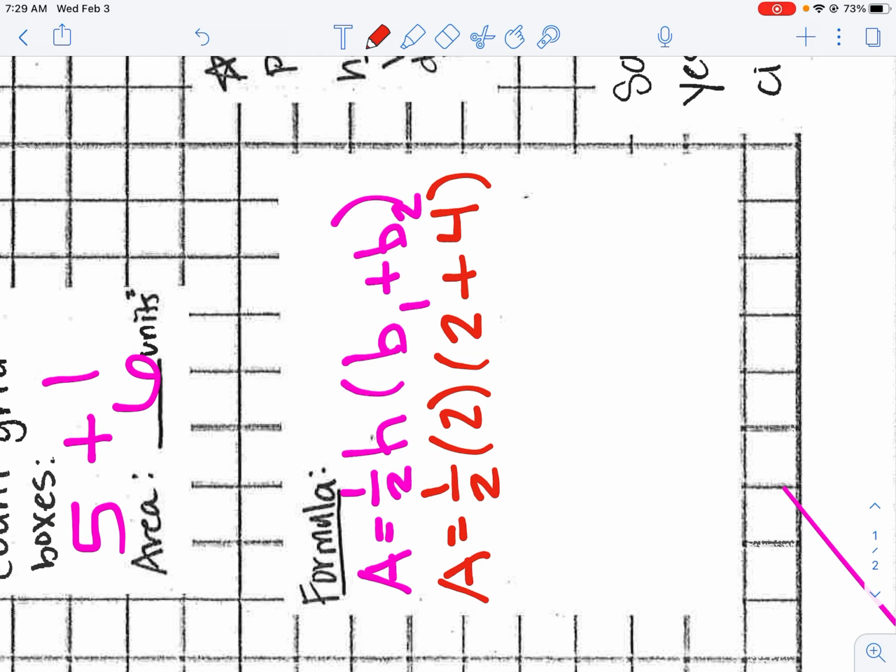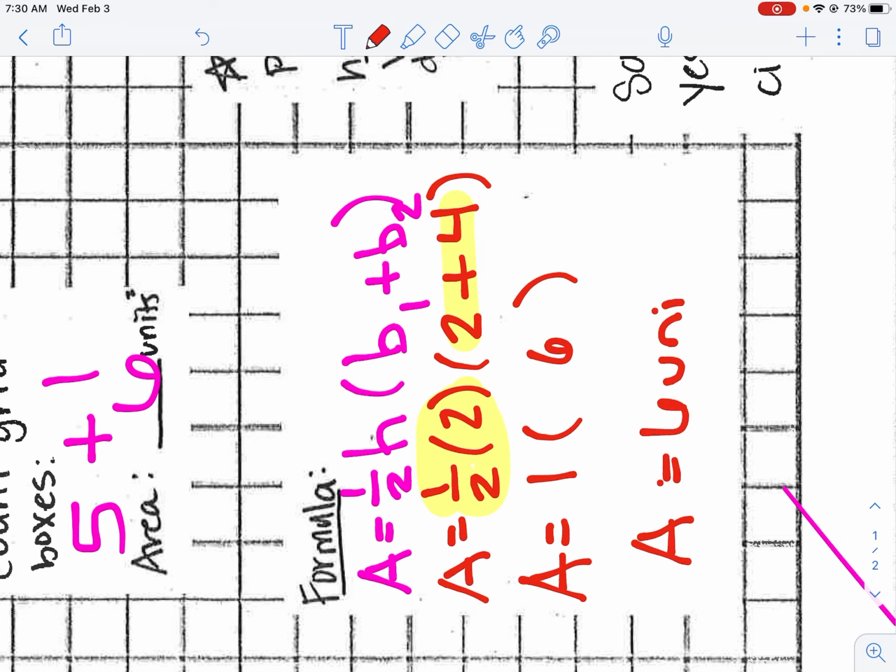Okay, now you guys know how to do all of this math. I know you do. You've shown me many, many times. So the first thing I'm looking at is, what is half of 2? Well, we all know half of 2 is 1. And the next thing I'm looking at, what is 2 plus 4? 6. You guys know when there is a number like 1 sitting right beside parentheses, that always means to multiply. So area is equal to 1 times 6. So area is equal to 6 units squared.